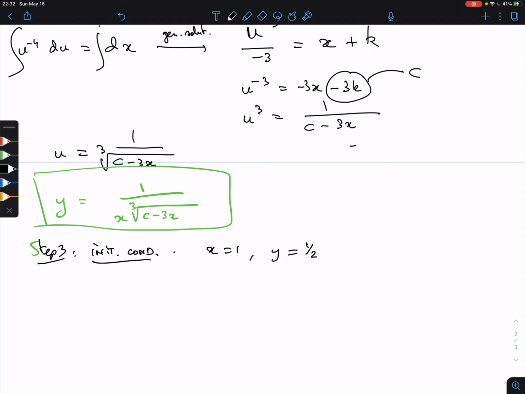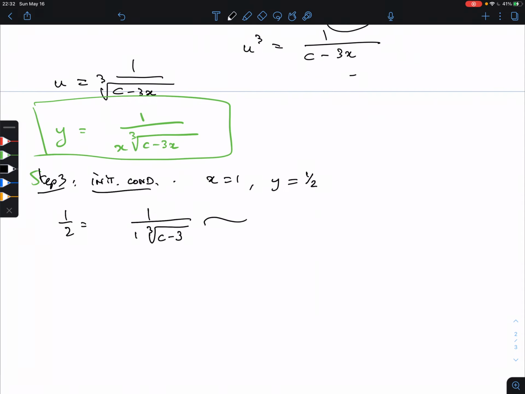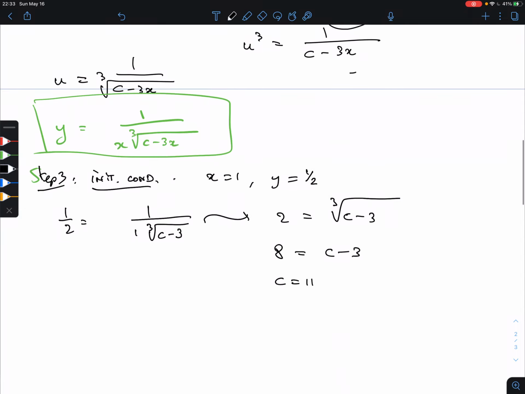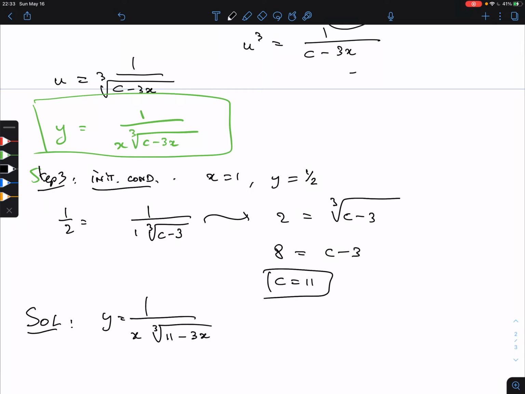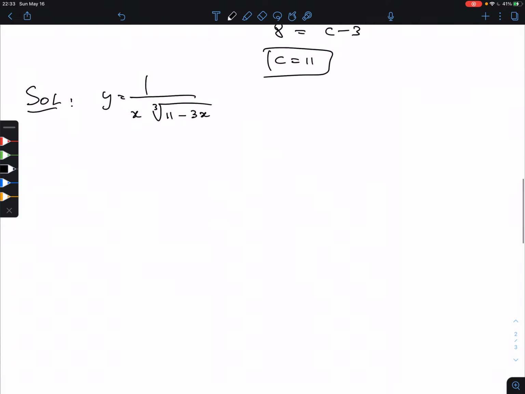Good. So what you do, we'll just plug in. A half equals 1 over the cube root of c minus 3. Okay, take reciprocals of both sides. That means 2 equals the cube root of c minus 3. Let's take the cube of both sides. 8 is equal to c minus 3. And bring the 3 to the other side. We see that c is 11. So the final solution to the initial value problem is y equals 1 over x times the cube root of 11 minus 3x. Okay, that's the form, that's a Bernoulli equation.